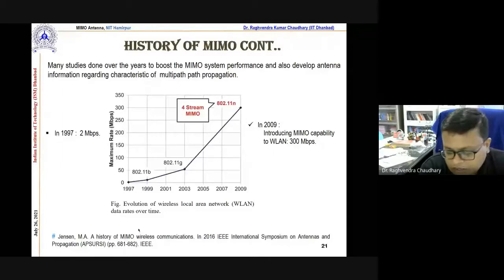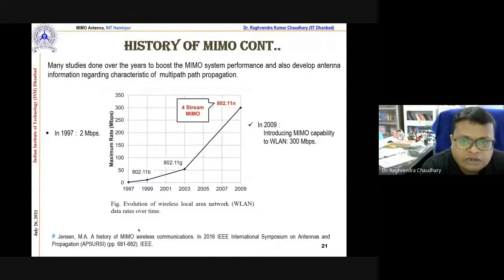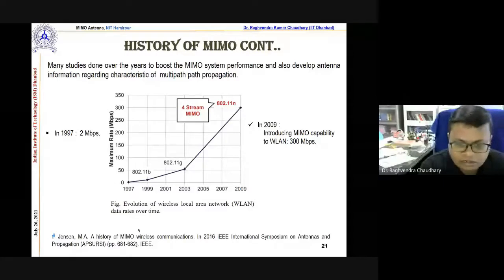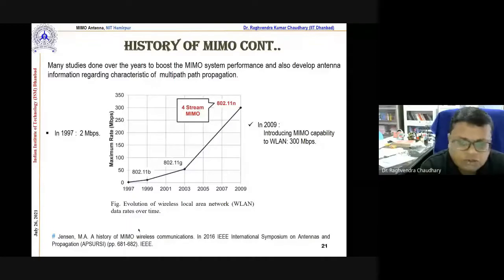Like many studies, you will find they actually use the antenna system and also develop antenna information regarding this multipath propagation. Here, if you see this curve, the y-axis is in megahertz, this is Mbps, and the x-axis is the year. Pointed here are 2 points, 1997 and 2009. Now, in 1997, we had a speed of 2 Mbps.